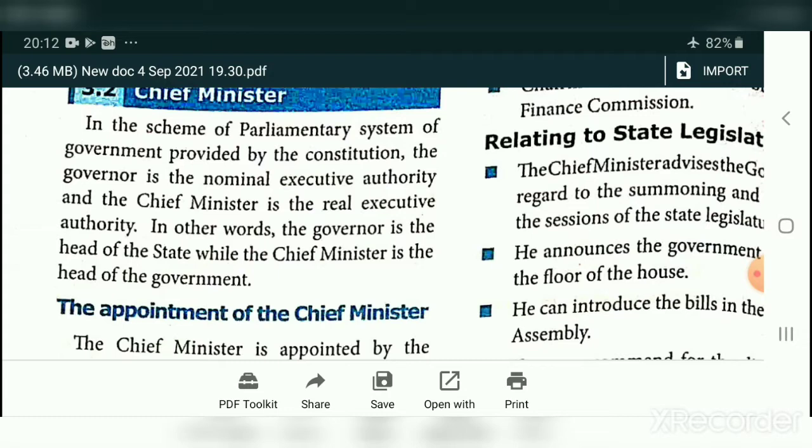Note this one, the governor is the nominal head. According to the constitution, he is the head of the state, but the real head is the chief minister. In other words, underline this one: governor is the head of the state. Chief minister is the head of the government. So the government is really run by the chief minister. So the real power is vested in the hands of the chief minister. The chief minister is appointed by the governor.